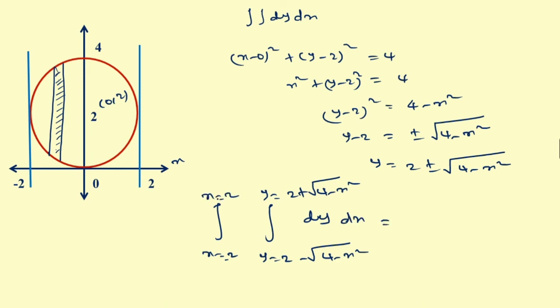Okay, see how the question has changed. It looks like a little bit complicated problem, but the answer is very easy. The limits of this integration stand for the area of the circle with radius 2. What is the answer? 4 pi square units.